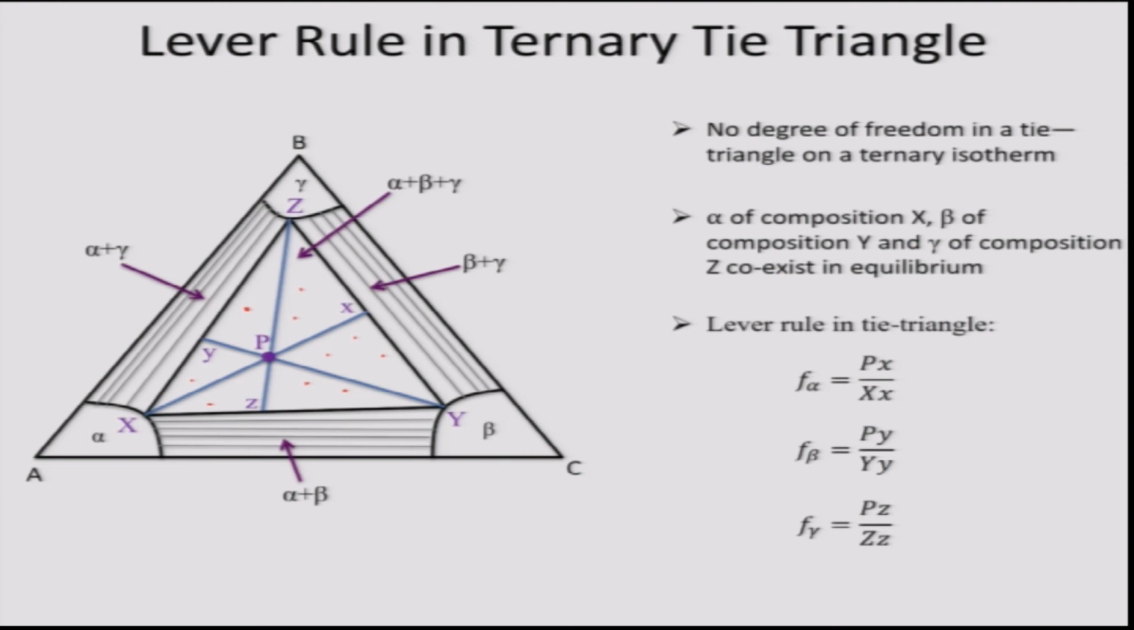The phase fraction of phase alpha is then given by the ratio of length Px and length Xx, so Px over Xx. Similarly, the phase fraction of beta is length Py over length Yy, Py over Yy, and the phase fraction of gamma would be Pz over Zz. This is how a ternary phase diagram can be read.